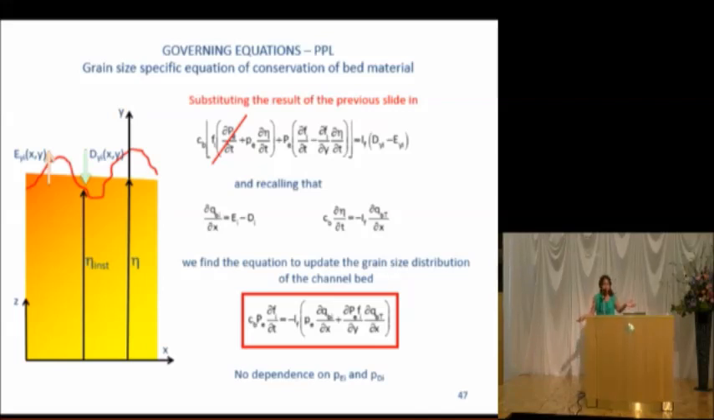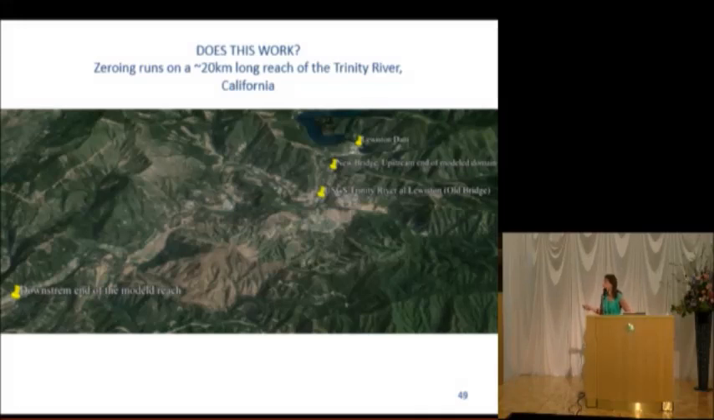Okay, does this work? And how does this work? To answer this question, we take a 20 kilometer long reach of the Trinity River in California. The choice of the river reach is done because I had the field data. And we do zeroing runs, which are the not exciting runs, because they are runs that you do at the beginning when you want to see if a model works and gives reasonable results.